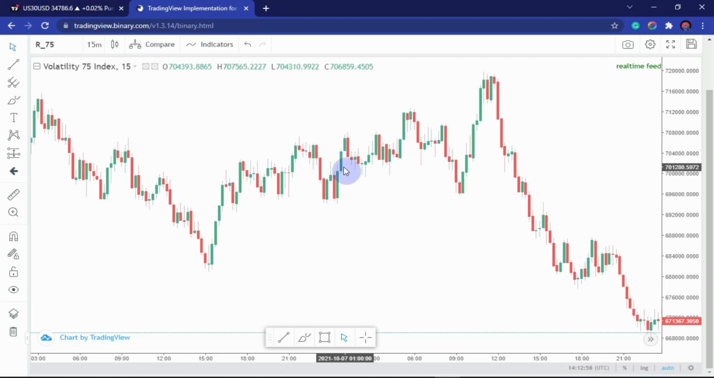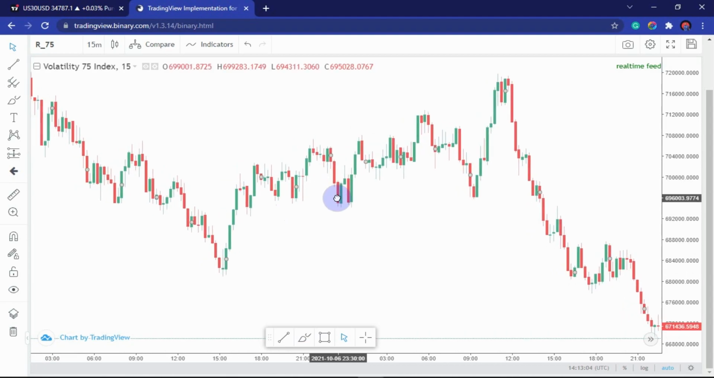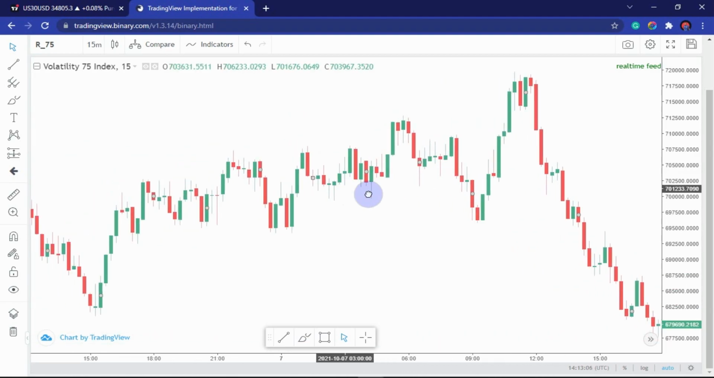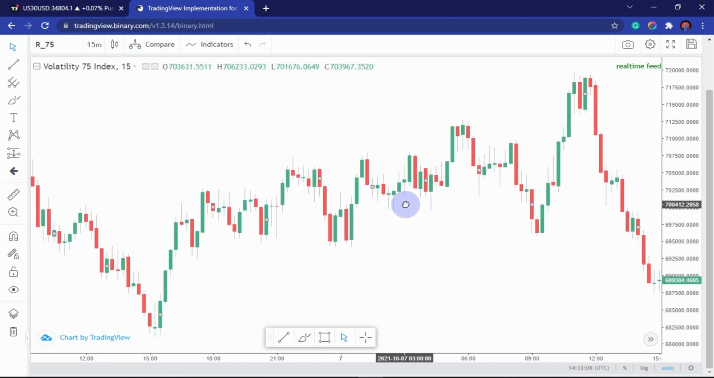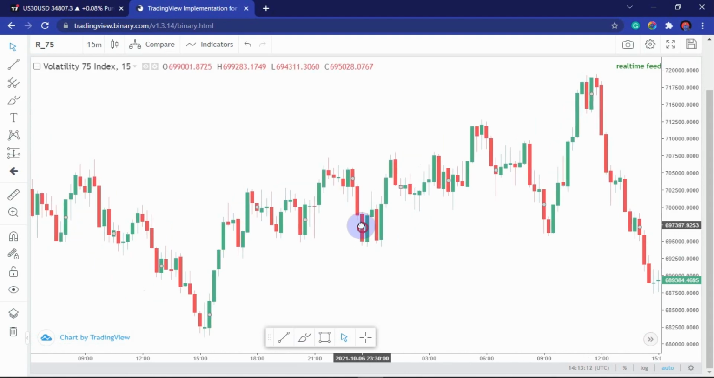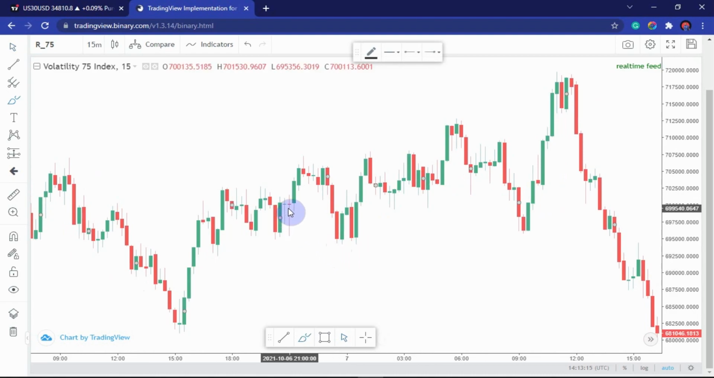So we're going to be speaking about the issue of price action with synthetic indices. A lot of people have questions: should we apply pure price action with volatility indices, or should we just try to focus on indicators? So I just want to highlight some few important things.